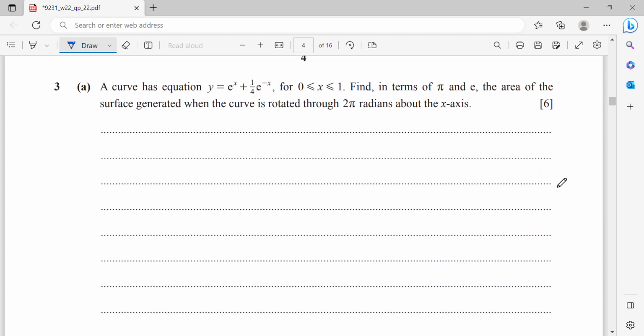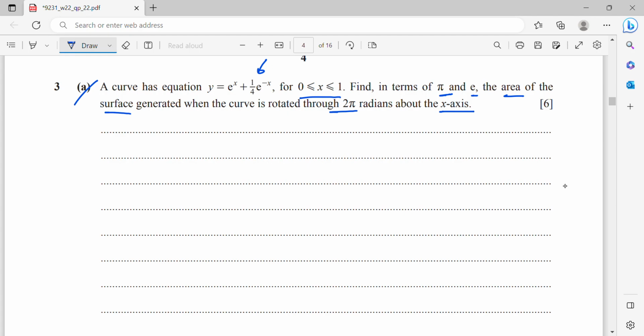Now, question 3a: the curve has equation y equals e^x plus 1/4 e^(-x), where x is from 0 to 1 inclusive. Find, in terms of pi and e, the area of the surface generated when the curve is rotated through 2 pi radians about the x-axis.